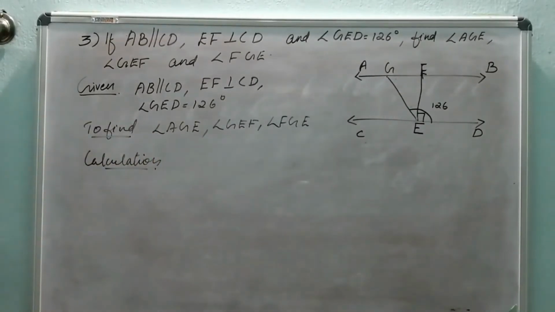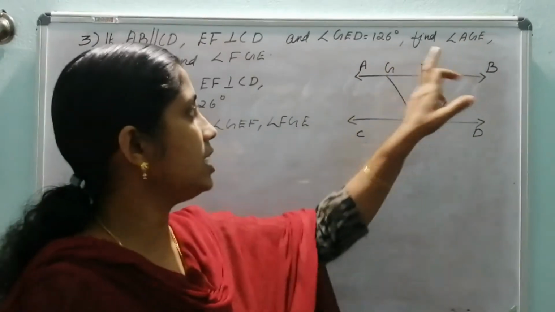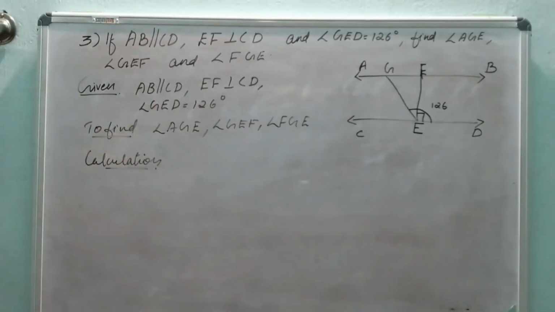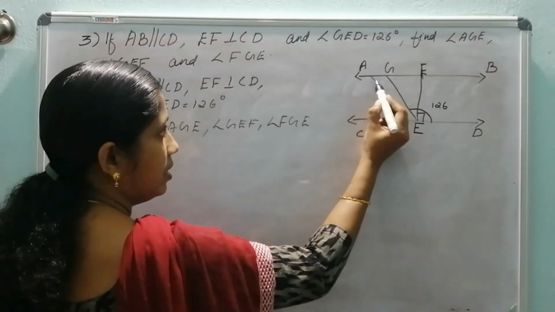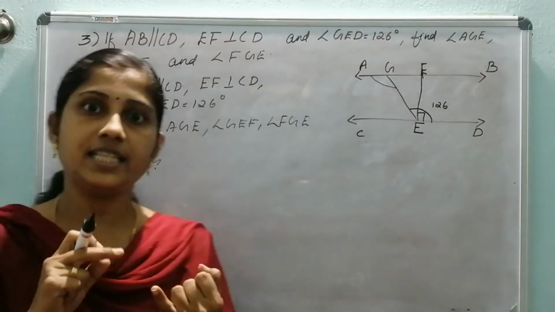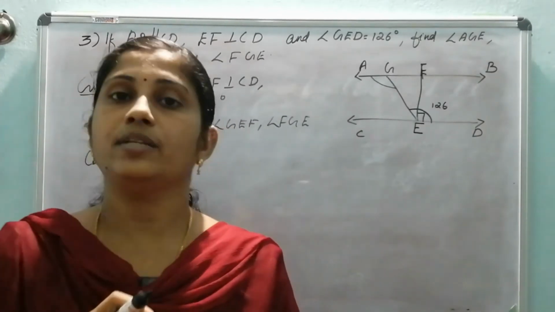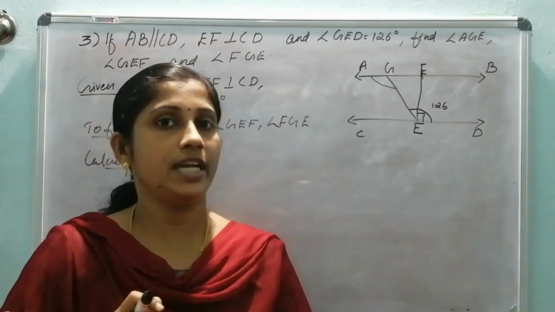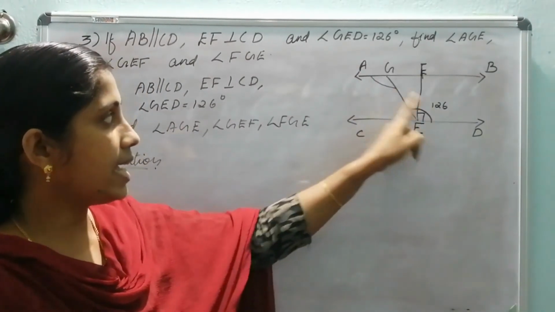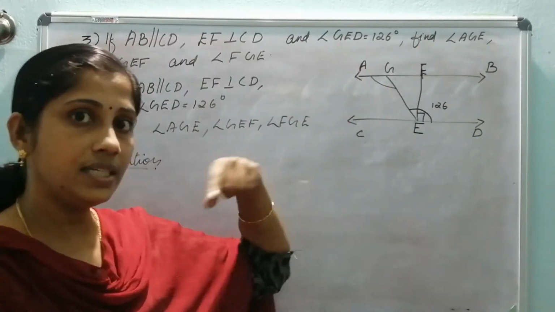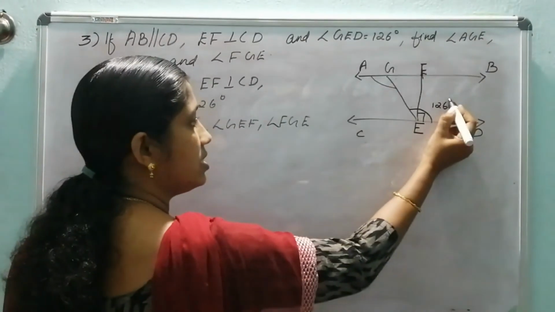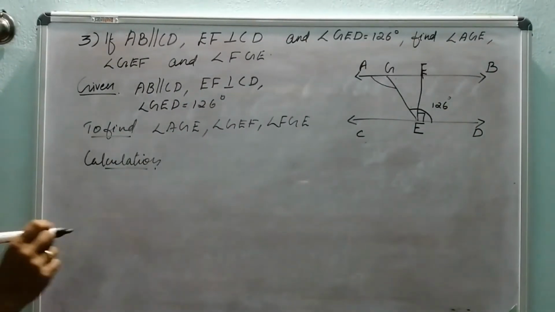Okay. First, what angle you have to find? You have to find angle AGE. Where is angle AGE? This angle we have to find. It is given that these two lines are parallel. So if the lines are parallel, alternate interior angles are equal, co-interior angles are supplementary, and corresponding angles are equal. Here the lines are parallel, so look at these two angles. These two angles are alternate interior angles. So we can say that this angle is equal to this one, that is, angle AGE is equal to 126 degree.